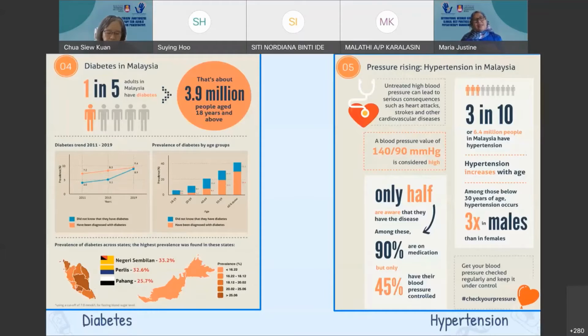Unlike the prevalence of COVID-19 infections, where the three highest states are Selangor, Kuala Lumpur, and Negeri Sembilan, these are the states currently having the highest prevalence of COVID-19 infections. For diabetes, bad news to those from Negeri Sembilan, Perlis, and Pahang. If you are coming from these states, you have to do something for the state's population. In the US, for example, they have designed a population-based intervention.